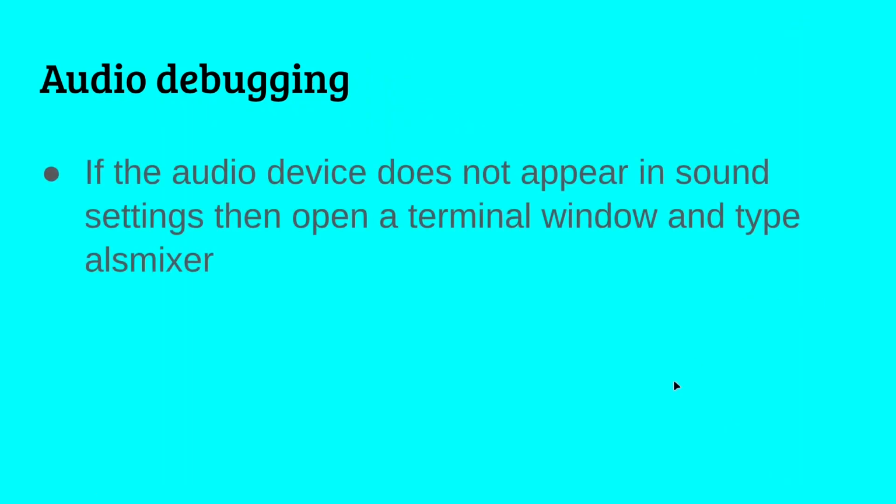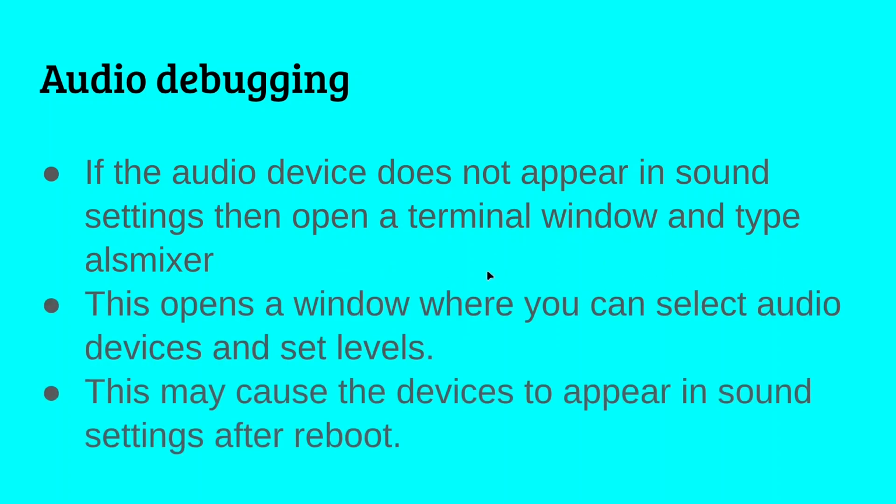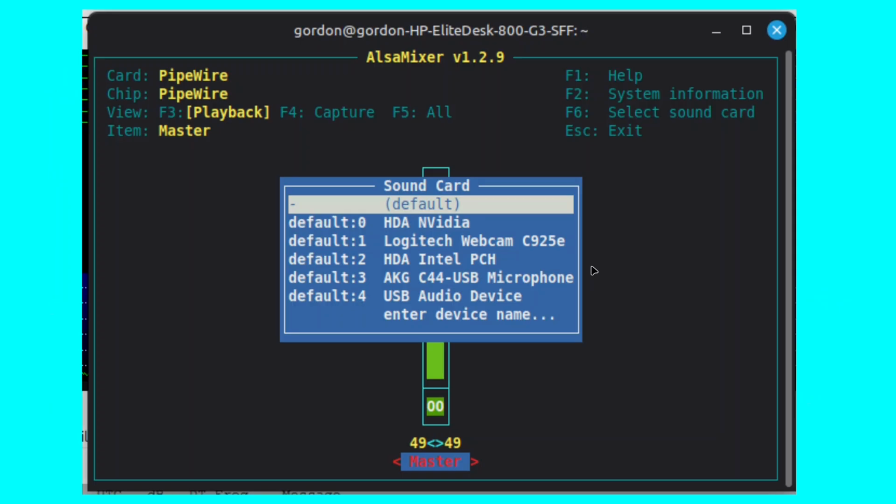Audio debugging issues. If the audio device does not appear in sound settings, then you need to open a terminal window and type ALSA, and that should be ALSA mixer. This opens a window where you can select audio devices and set levels. Once you've done that, the devices may actually appear in sound settings correctly after you've rebooted.